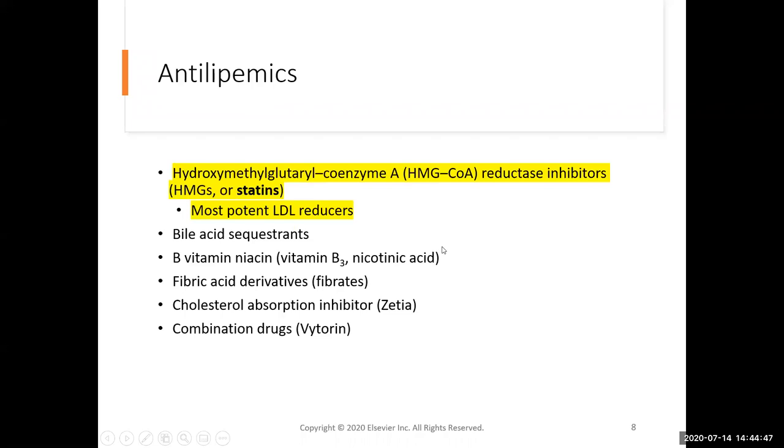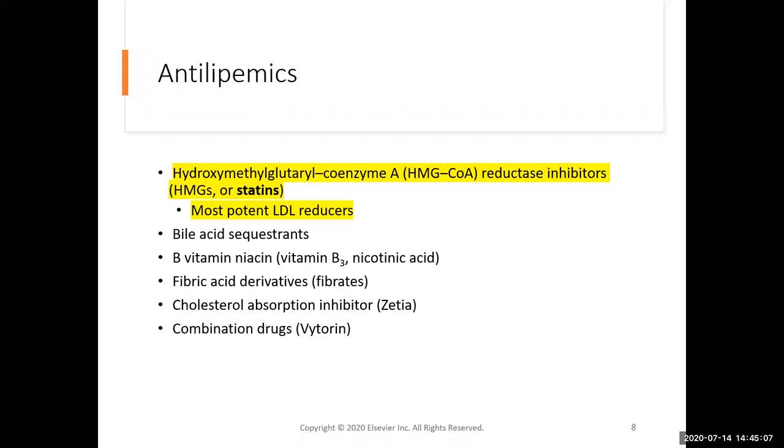So on this list, these are all different classes of anti-lipemics. Not just one, there's 1, 2, 3, 4, 5, 6. And there's more coming out every day. And within these classes, there's even more drugs. Like in the HMG-CoA reductase inhibitors, there's probably like 10 different drugs. We're going to focus on one.